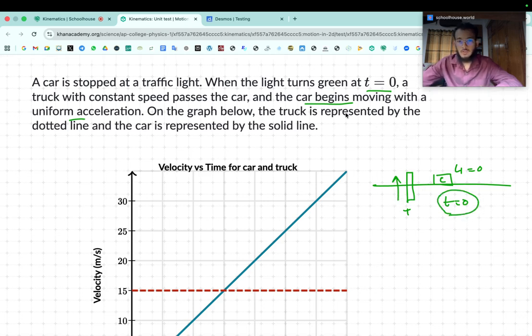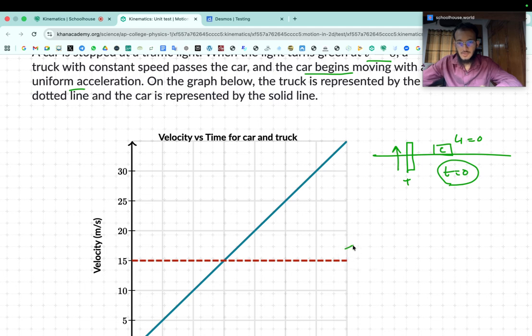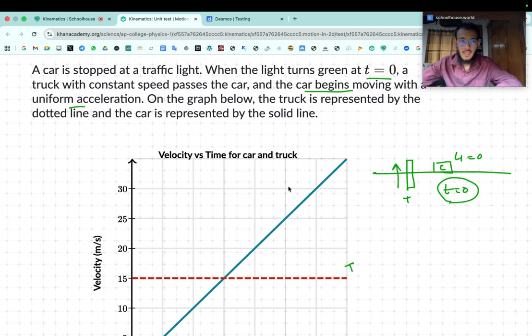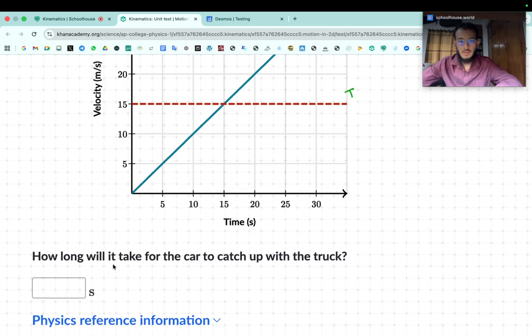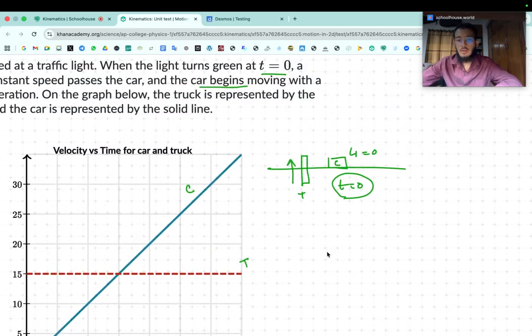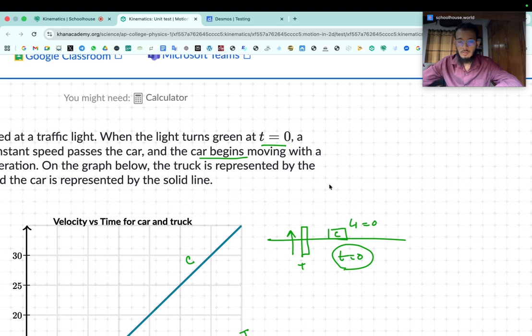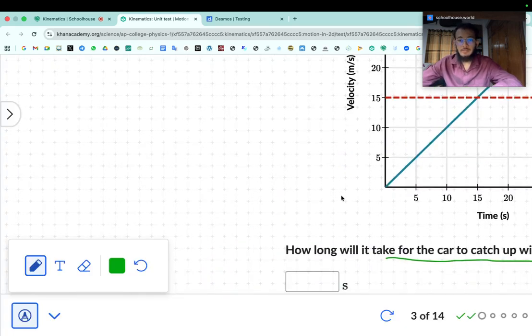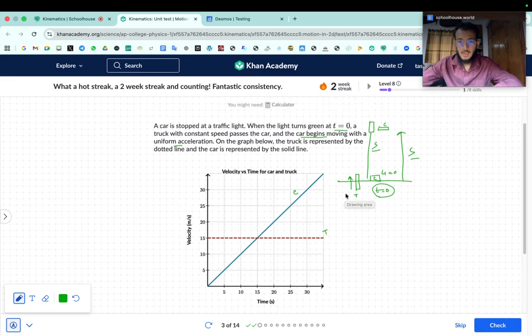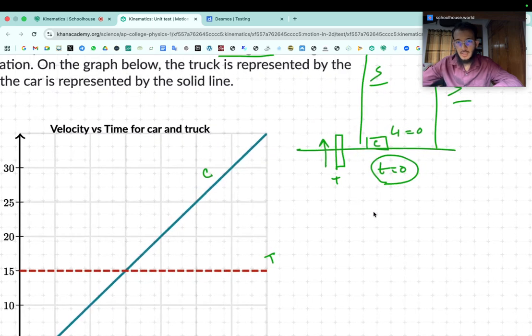On the graph below, the truck is represented by the dotted line, T for truck, and the car is represented by a solid line, C for car. How long will it take for the car to catch up with the truck? All right, in order for the car to catch up with the truck, the distance traveled by each of them must be equal. So the displacement s must be equal, and in order to do so, we have to make two equations and find their intersection.